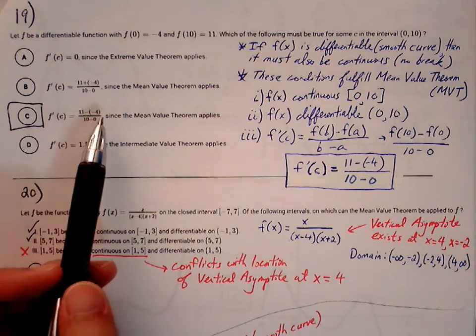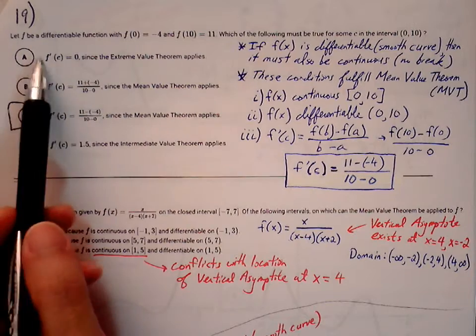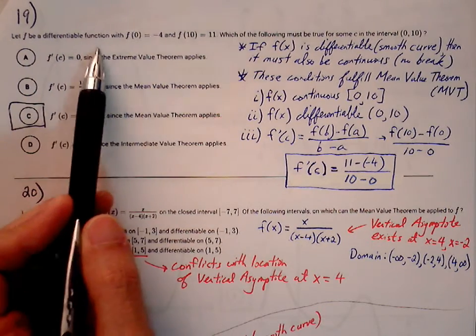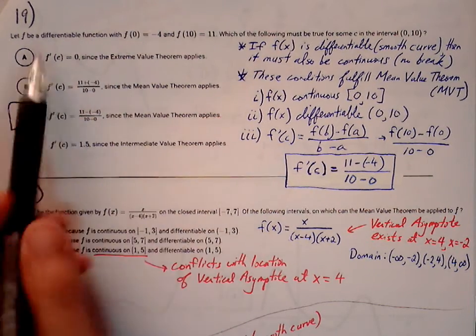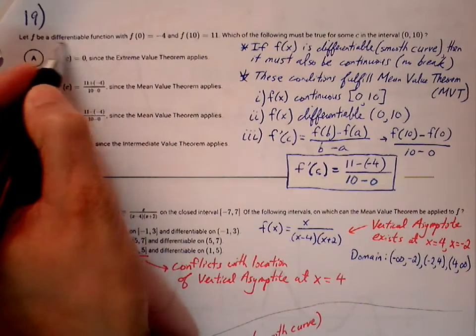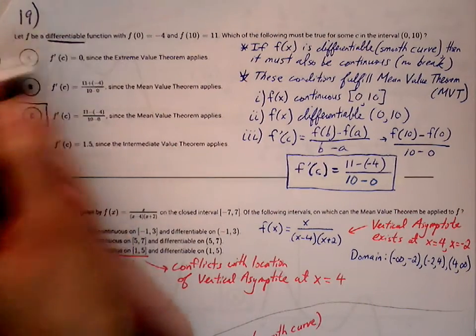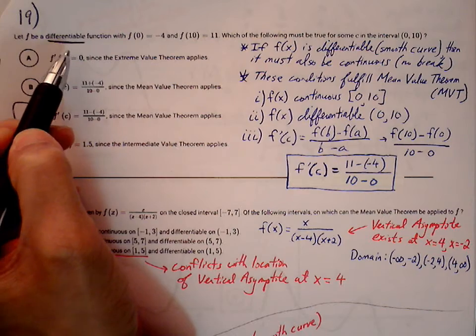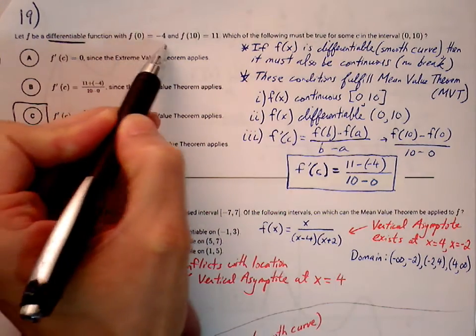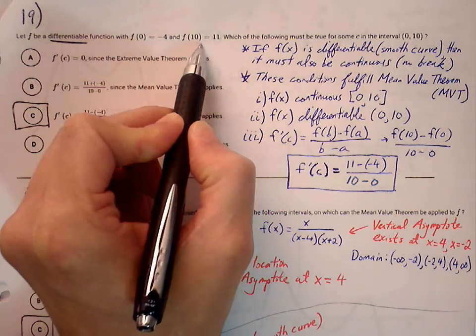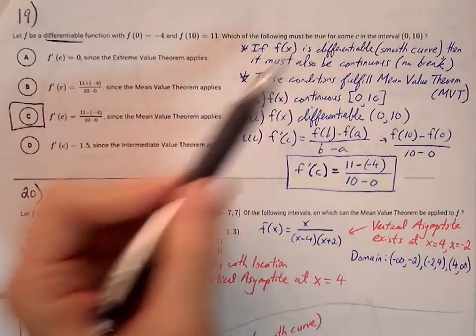All right, continuing with multiple choice cumulative review, number 19. Let f be a differentiable function. Again, smooth curve, no sharp turns. Differentiable also assumes continuity. Ordered pairs (0, -4) and (10, 11) sit on the graph. Which of the following must be true?